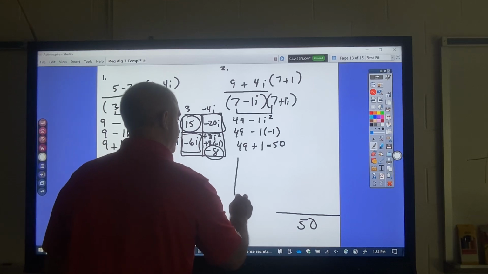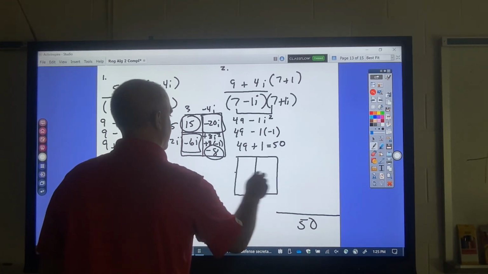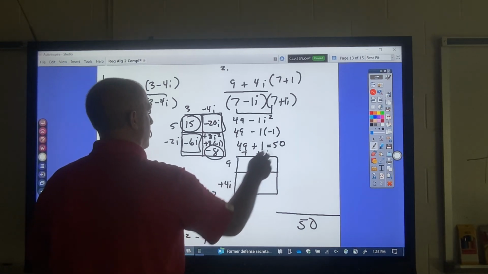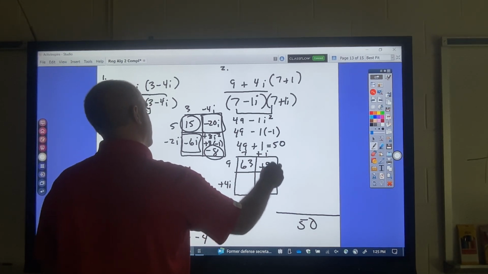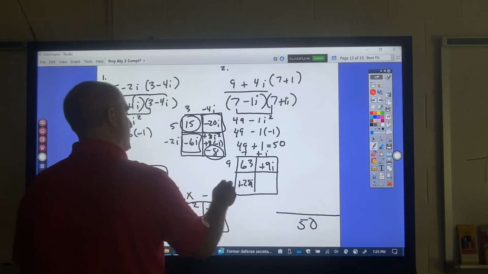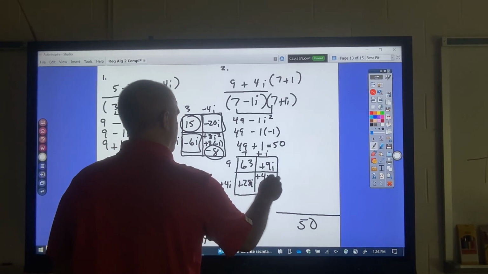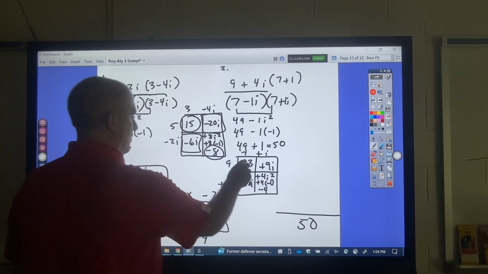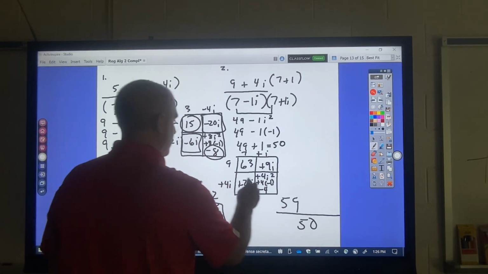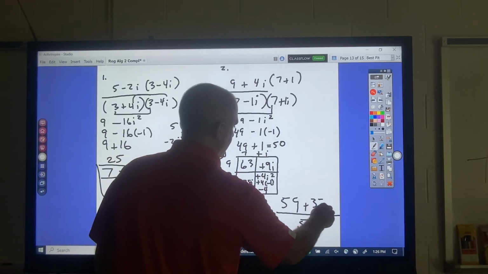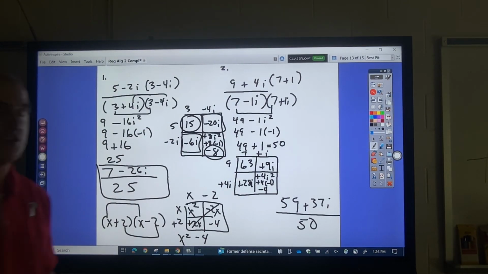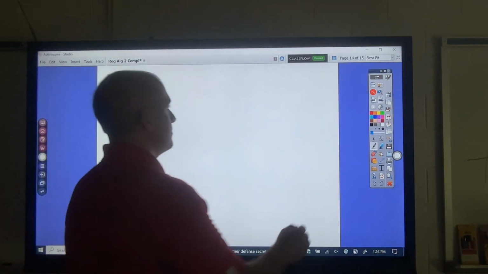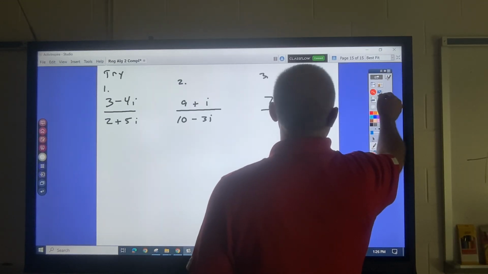This I'm going to use the box. Okay? So I got 9 plus 4i, 7 plus i. So that's 63, 9i. That's 28i. 4i times i would be 4i squared. Okay, what is i squared? i squared is negative 1, so that is going to be negative 4. So 63 minus 4 would be 59. 28 plus 9 would be 37. Okay? All right, and that's the division. Go ahead and try those on your own. Well, actually, I'm going to do one more, I think.